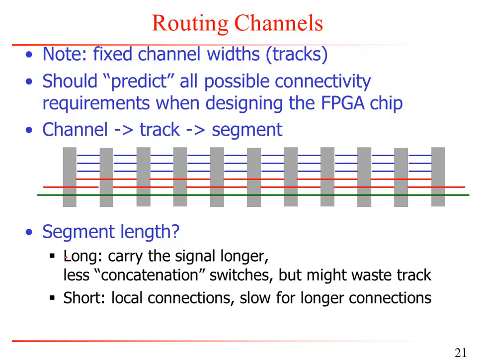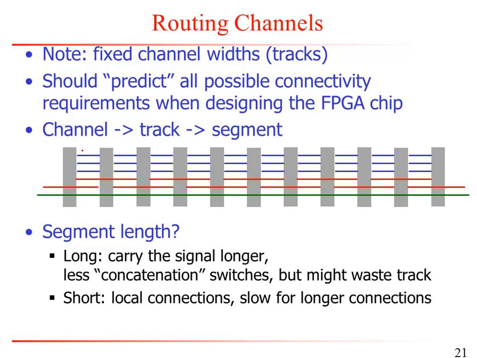Okay, so the solution was to provide a mixture of different widths of the segments, because a single segment would be good for short connections. Maybe if you have one or two pass gates along the way, it's not a big deal. But if you're going from one corner of the chip to another corner of the chip, then 100 or 200 pass gates would significantly degrade the performance.